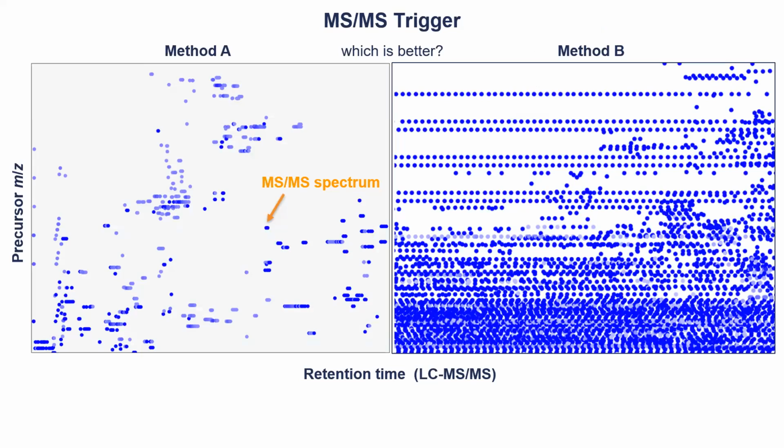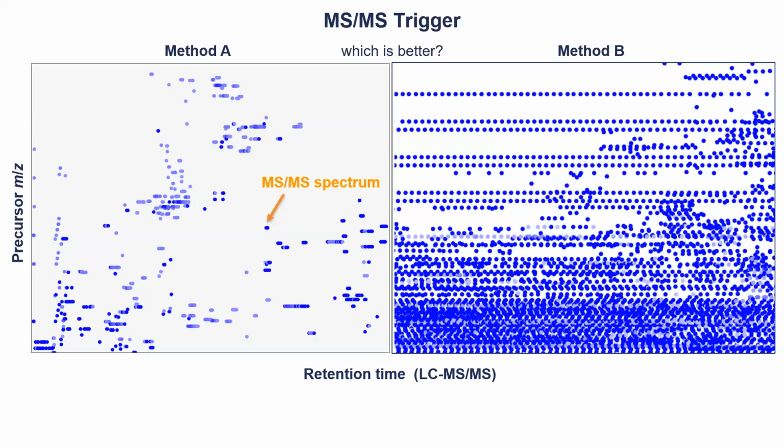Now here is a great example of how you can have two different method setups for your DDA routine. In one, you did not use dynamic exclusion, method A, and in the other you did use dynamic exclusion, and then the machine basically fragments the same thing over and over again.